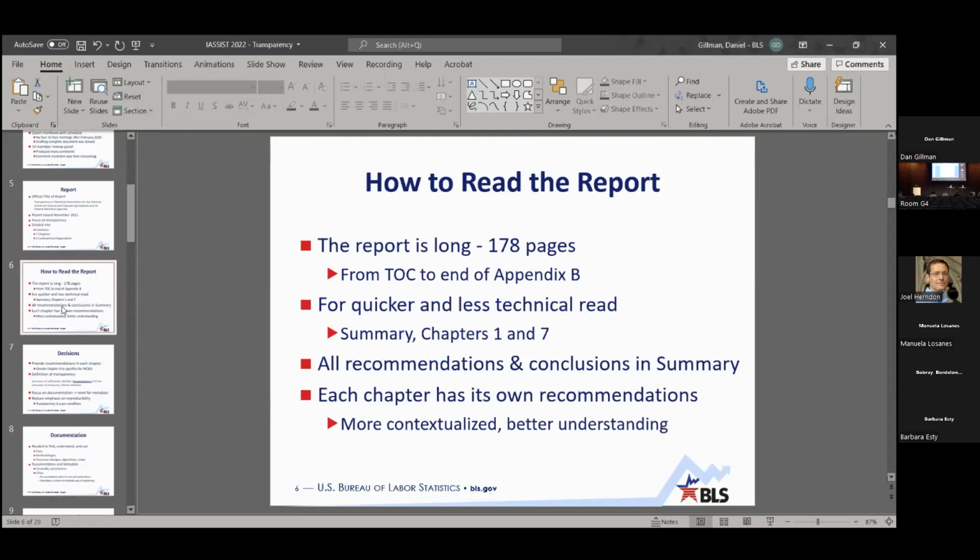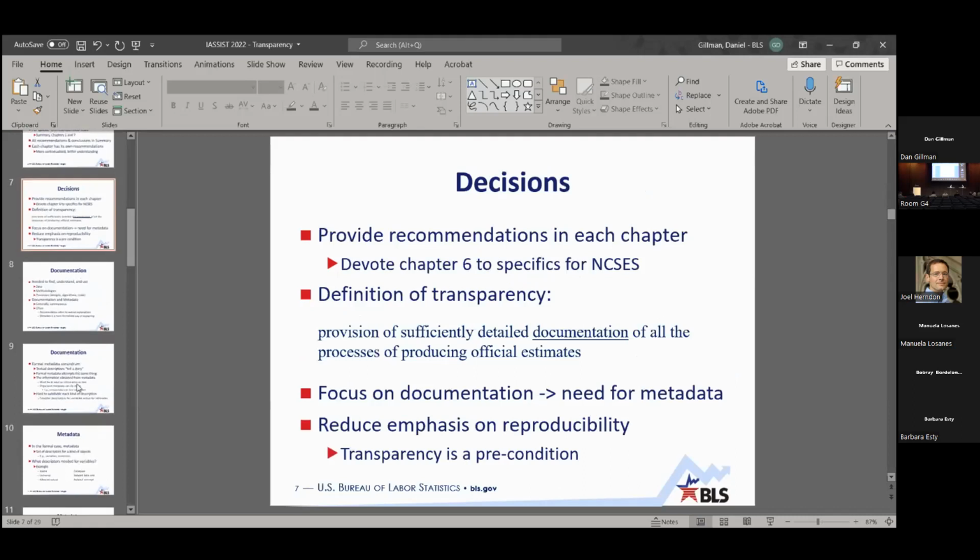And all the recommendations and conclusions are in the summary, but when you see the recommendations in each of the chapters, they're better contextualized and you get a deeper understanding of what's going on. There were several decisions made in the report. All the recommendations specific to NCSES are included in Chapter 6.